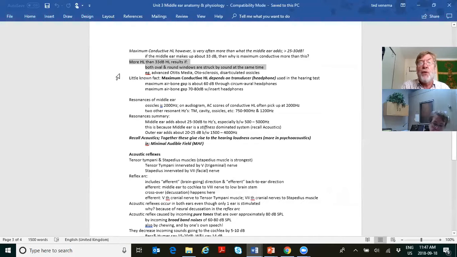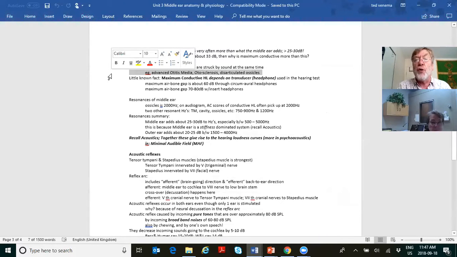dB hearing loss if both the oval and round windows are struck at the same time, or if you've got advanced otitis media, another pathology called otosclerosis. We will be studying this in the summer. We have a course called Hearing Disorders, and we will be going through all these pathologies of the outer, the middle, and the inner ears again, believe me.